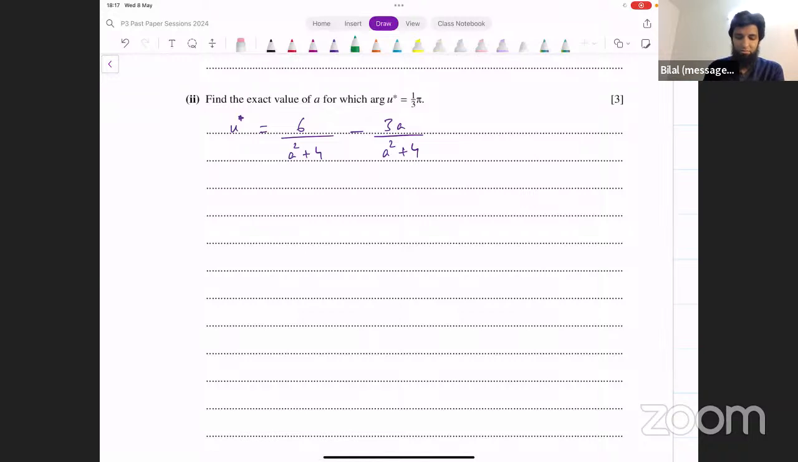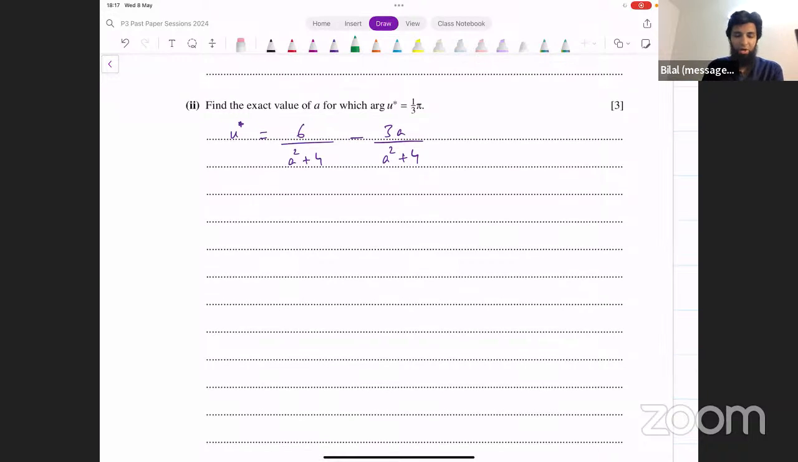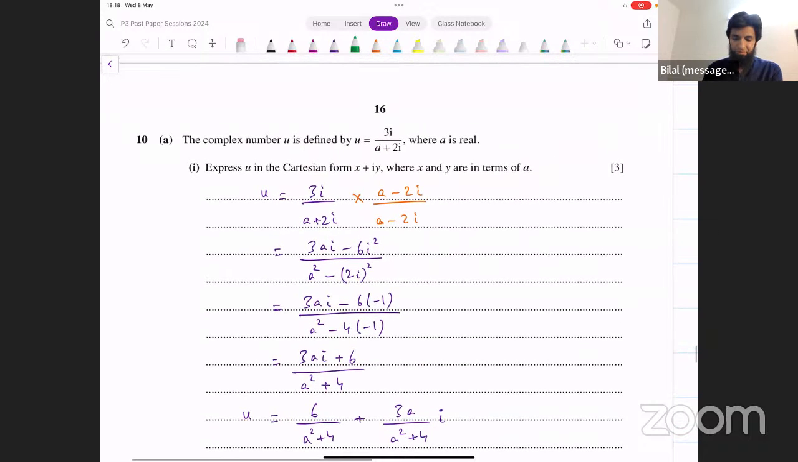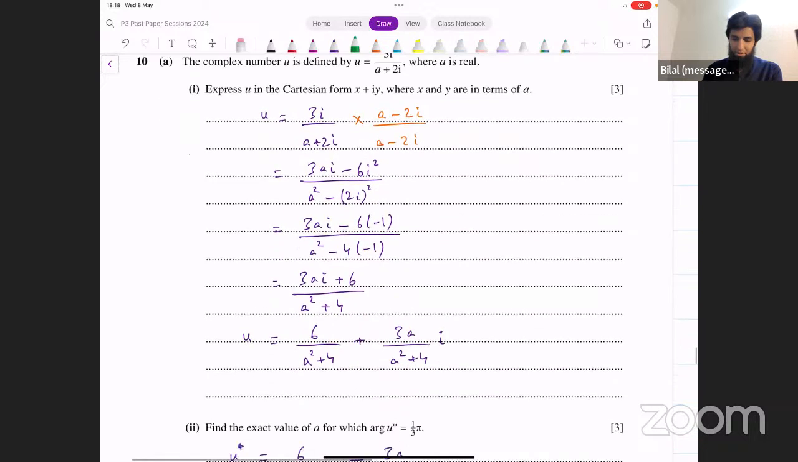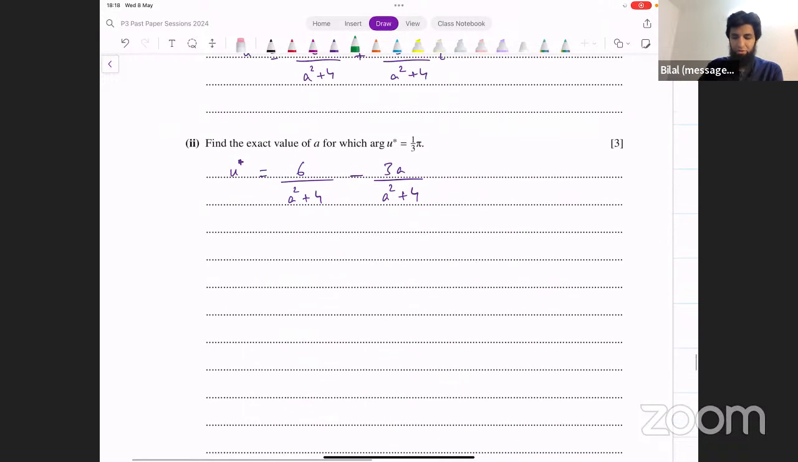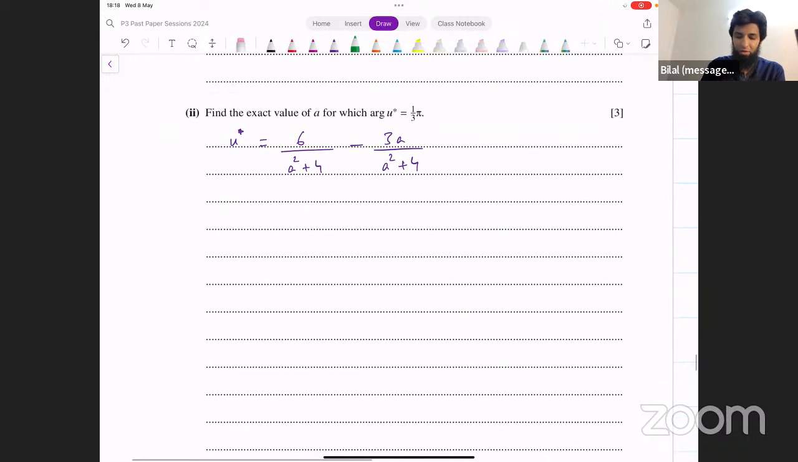Let's think about it. The real part is positive. A squared is always going to be something positive. The real part is positive. The imaginary part is turning out to be negative here. Let me just look at this again as well. Does that say anything about a? Okay, so we know that the argument of u conjugate is pi over 3. If it's pi over 3, that's 60 degrees. It should be in the first quadrant, actually.